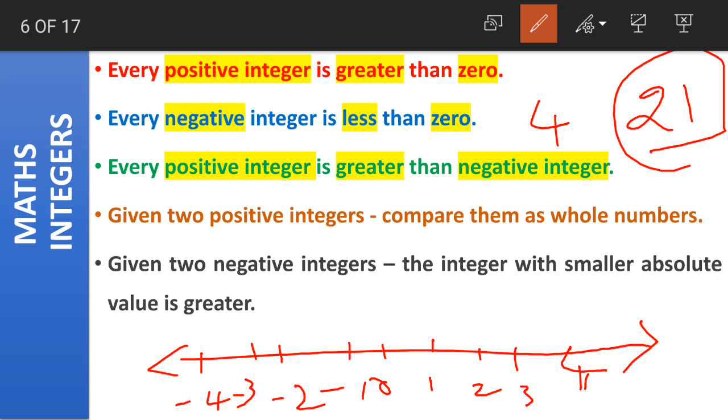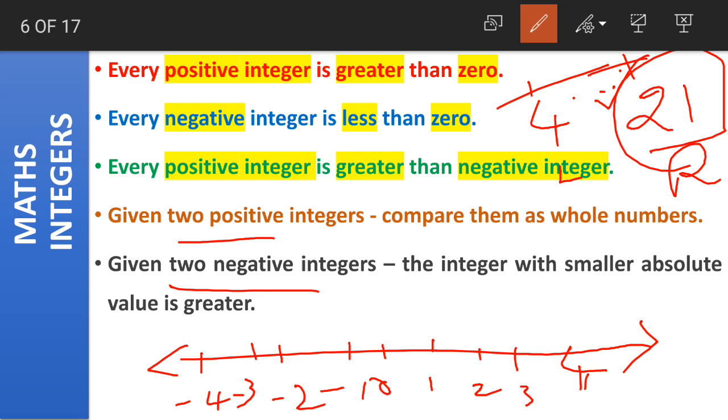And again, if you look on the number line, 4 comes here and then there are so many numbers and then comes 21. 21 is on the right side and 4 is on the left side. Again, the right person wins. 21 is greater. So here he is saying that when two positive integers are given, compare them as whole numbers, which we normally do. But we have to learn about negative integers. What to do when two negative integers are given?